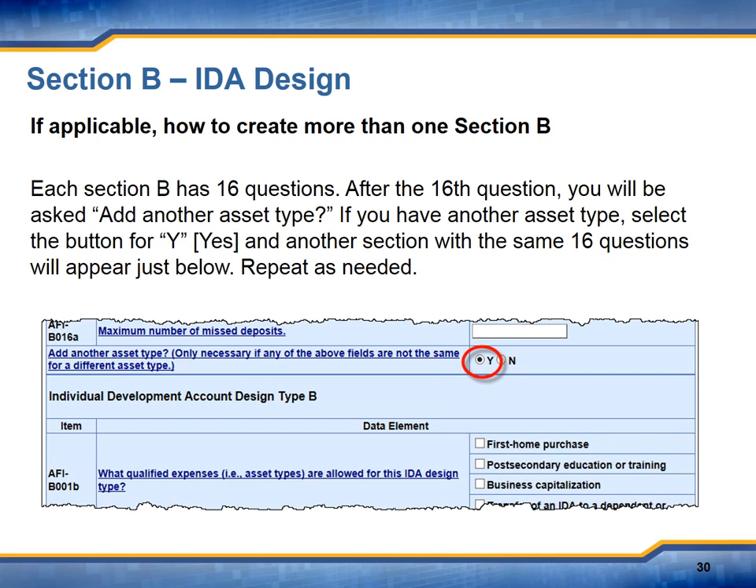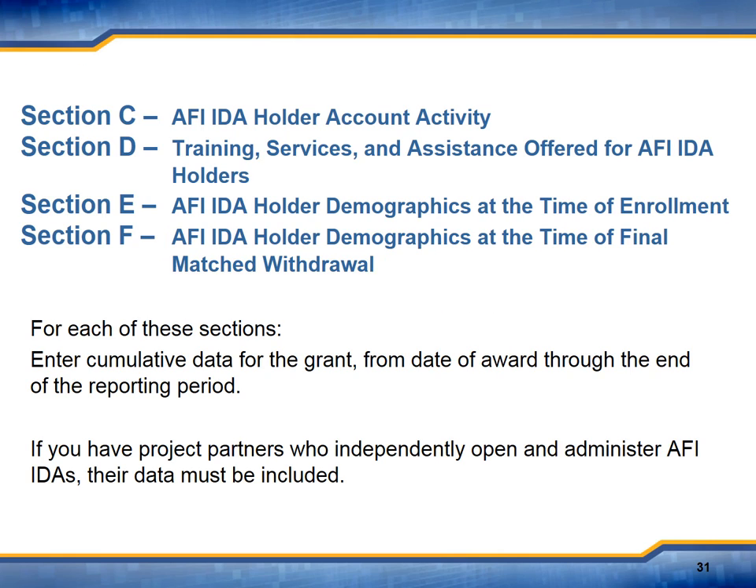Each Section B has 16 questions. After the 16th question, you'll be asked if you want to add another asset type. If you have another asset type, select the button Y for yes, and another section with the same 16 questions will appear just below as type B, C, D, etc. Repeat as needed. For sections C, D, E, and F, enter cumulative data for the grant from date of award through the end of the reporting period. If you have project partners who independently open and administer AFI IDAs, their data must be included.